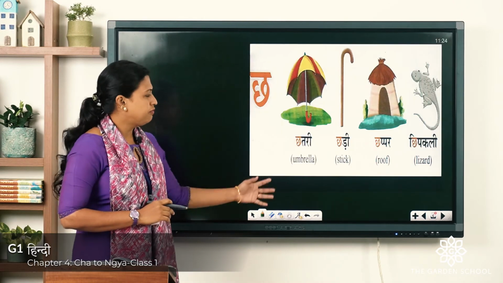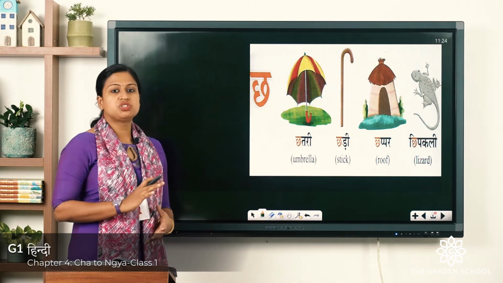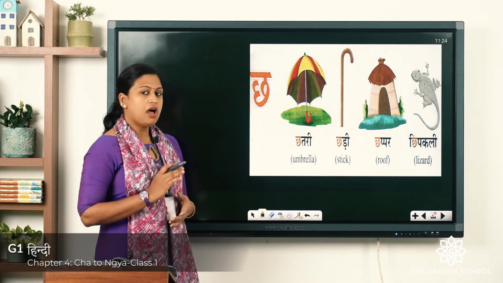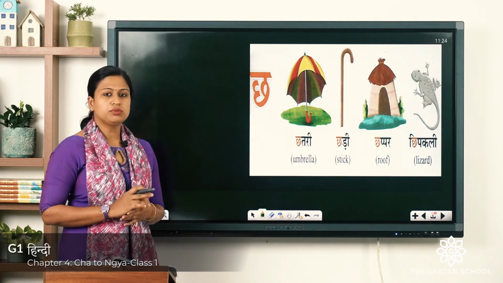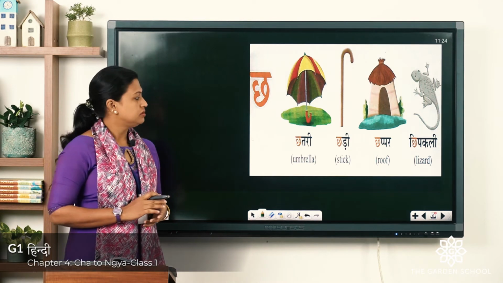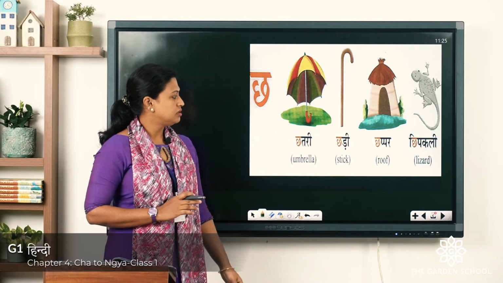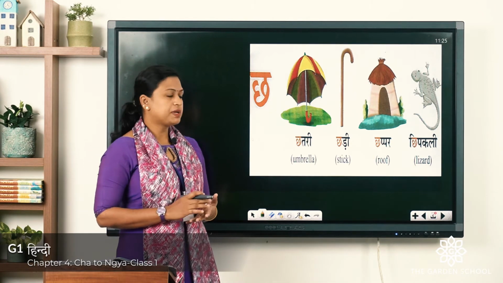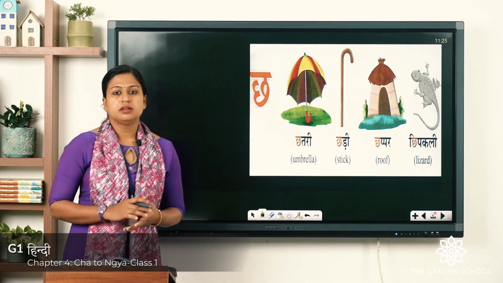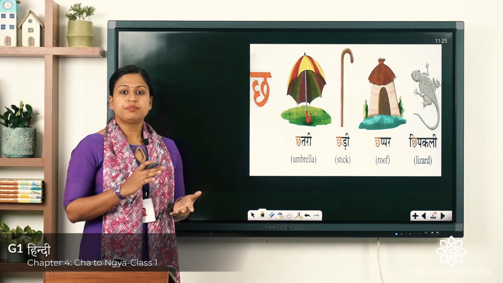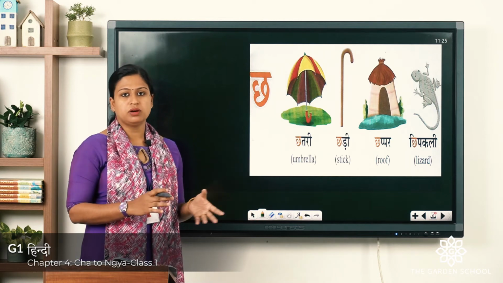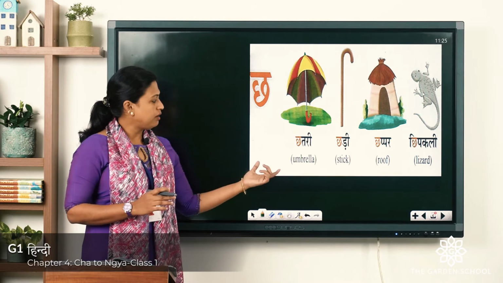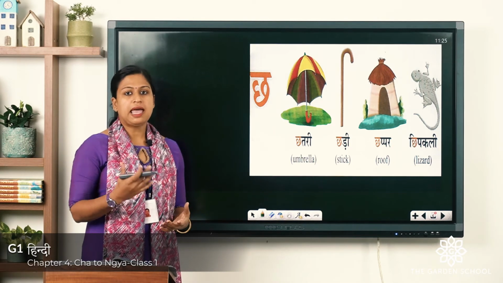Now let's see few words using this cha. Cha se chhatri. Chhatri means umbrella. Next one, chhadi. Chhadi, stick. Chappar, roof. Chipkali, lizard. So kids, you have to practice these letters and words. Letters, you have to write it in your notebook, and words, you have to say and practice it.